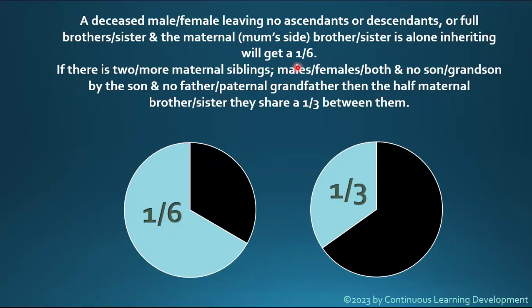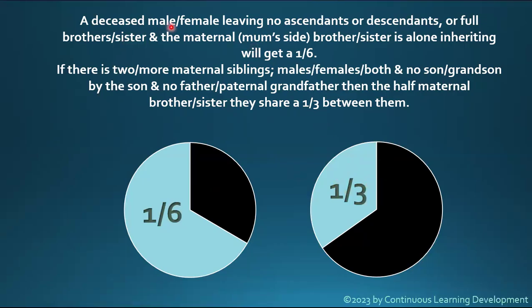If there are two or more maternal siblings from the mother's side, this is the case where the siblings share the same mother but not the same father. Males and females both, and no son or grandson by the son, and no father or paternal grandfather, then the maternal half brothers and sisters share one third between them.